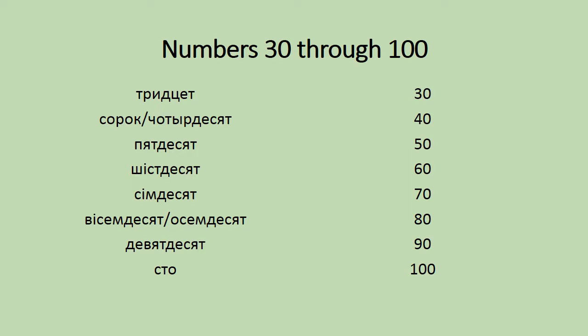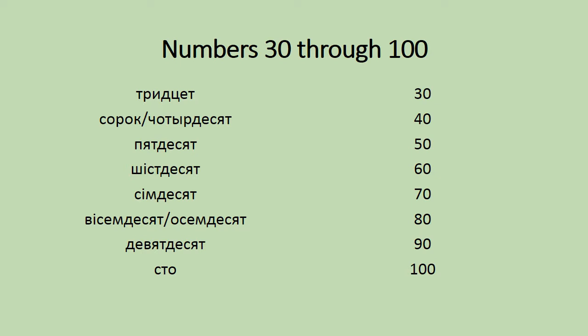Numbers 30 through 100. Třicet. Třicet means 30. Sorok. Sorok, or alternatively čtyřdesát. Čtyřdesát means 40. Pětdesát. Pětdesát means 50. Šestdesát. Šestdesát means 60. Šimdesát. Šimdesát means 70.